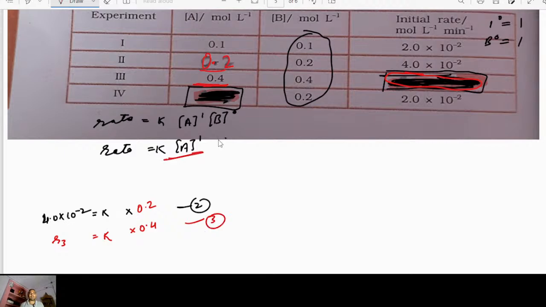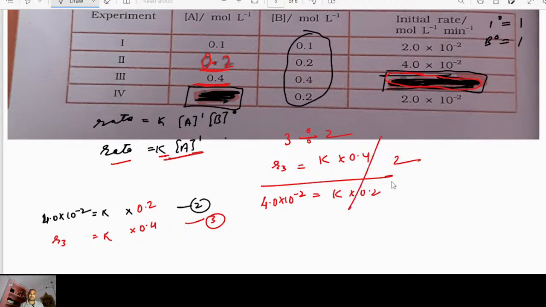For experiment 3, student, what will be the rate? We are calculating R3. K as it is from the expression, and the concentration of A given is 0.4. Here we found 0.1. So what can you do? You can do 3 divided by 2. So R3 is equal to K into 0.4, and the R2 value they have given is 4.0 into 10 power minus 2, equal to K into 0.2. So here the 2 times will cancel out, K cancels out.